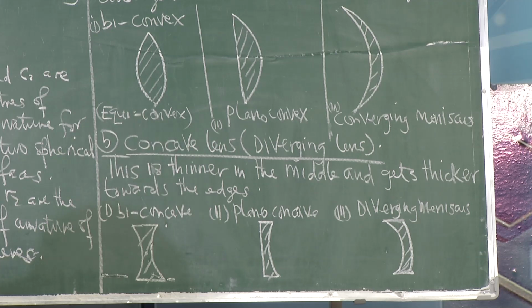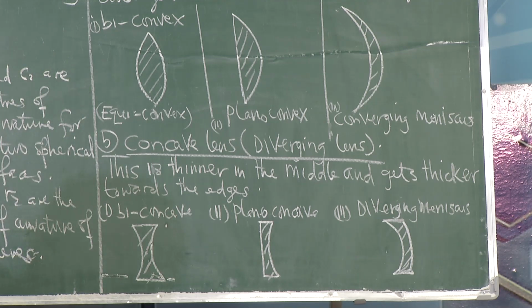We are looking at lenses, and we are saying there are two types of lenses. Meanwhile, the candidates following this program should be able to capture the information on the board. We have the convex lens, which we have said is also called the converging lens. We are going to see how it converges light, and to where. We have the concave lens, which we are also calling the diverging lens. How does it diverge incident light?